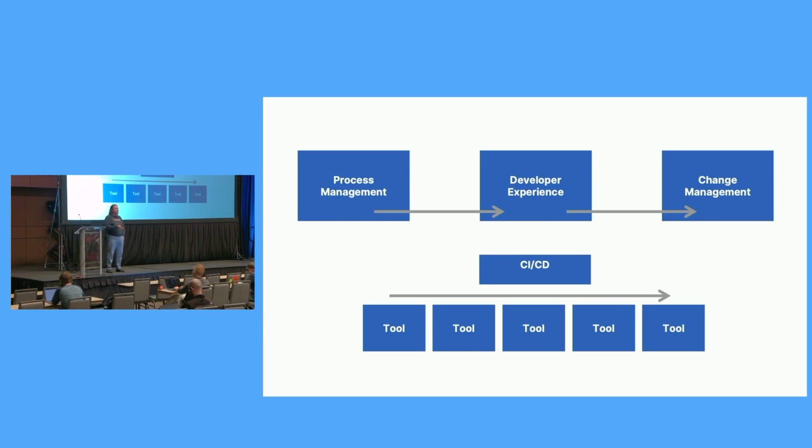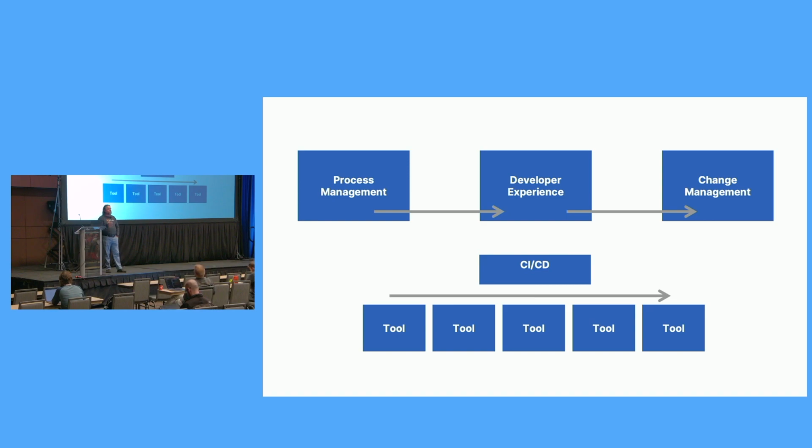Process management is my agile, my waterfall, my scrums, my stand-ups. All of those things go into process management. And then we have developer experience. That's where our developers go. It's where they collaborate with other developers, and where they get their feedback from their other tools. And then we have change management.